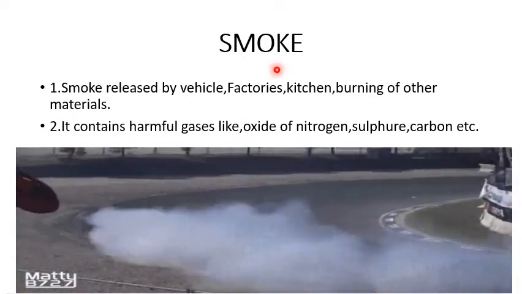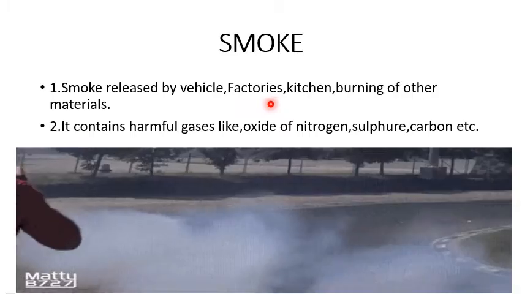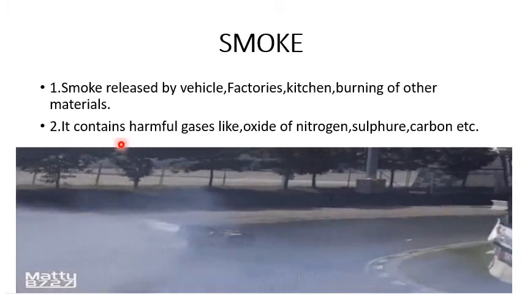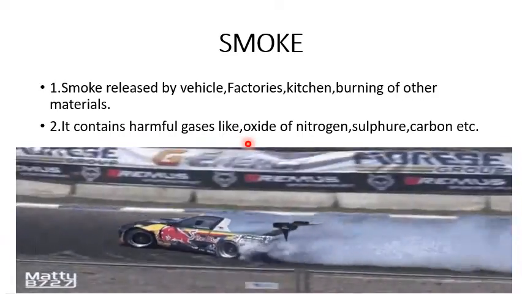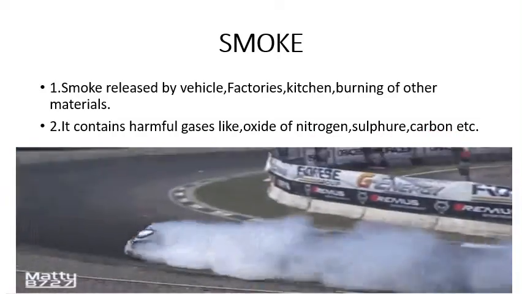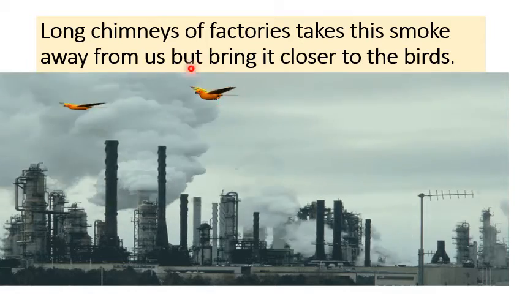Smoke is also present in the atmosphere. This smoke is released by vehicles, factories, kitchens, and burning of other material. It contains harmful gases like oxides of nitrogen, sulfur, carbon dioxide, etc. Long chimneys of factories take this smoke away from us, but it brings it closer to the birds. So this smoke is very harmful to the birds.